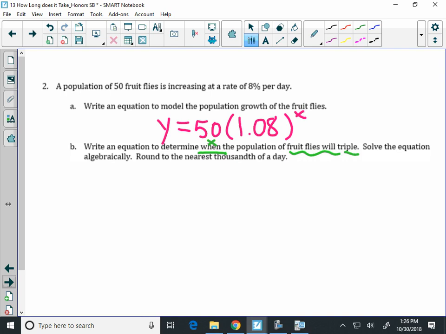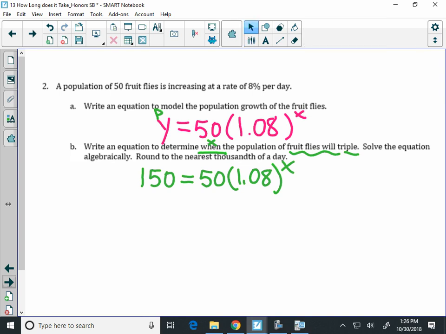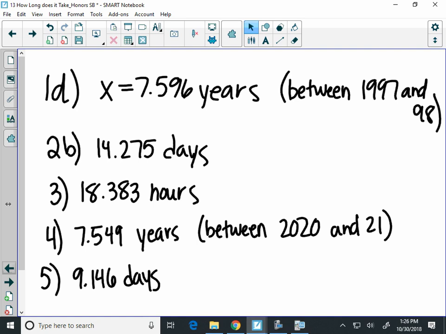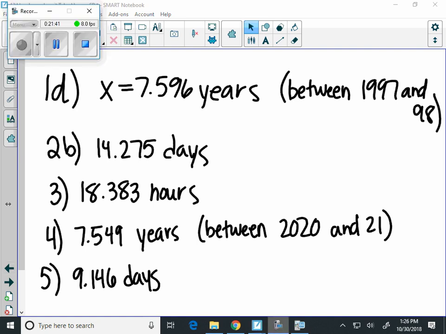Where do you think the 150 should go? For y. Y is the population. We used y, but you could use t. So you need to set up the equation here. 150 equals 50 times 1.08 to the x. And when you solve it, you'll find the value of x, which is the time. So finish that one up. There's some good ones here. I'll leave the answers for the solving part on the board. You can check as you go. Otherwise, if you need some help, just let me know.